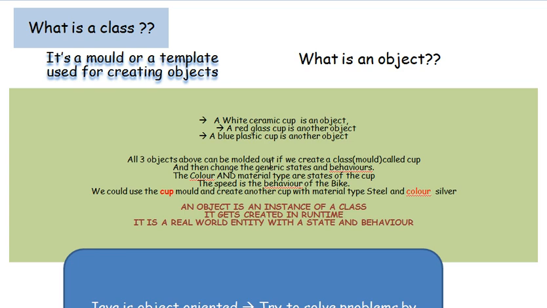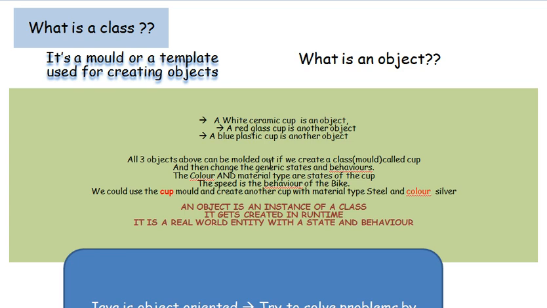Now coming back to classes, a class is similar to this. A class is a mold, or let's say a template. The cup example might be a bit narrow, it's a lot wider than that, but let's stick to the cup for now. So what is a class? A class is a mold which is used for creating objects. A cup mold could be considered a class in the programming world. We could create a cup class, and the objects derived out of that would be a white ceramic cup, a red glass cup, a blue plastic cup.